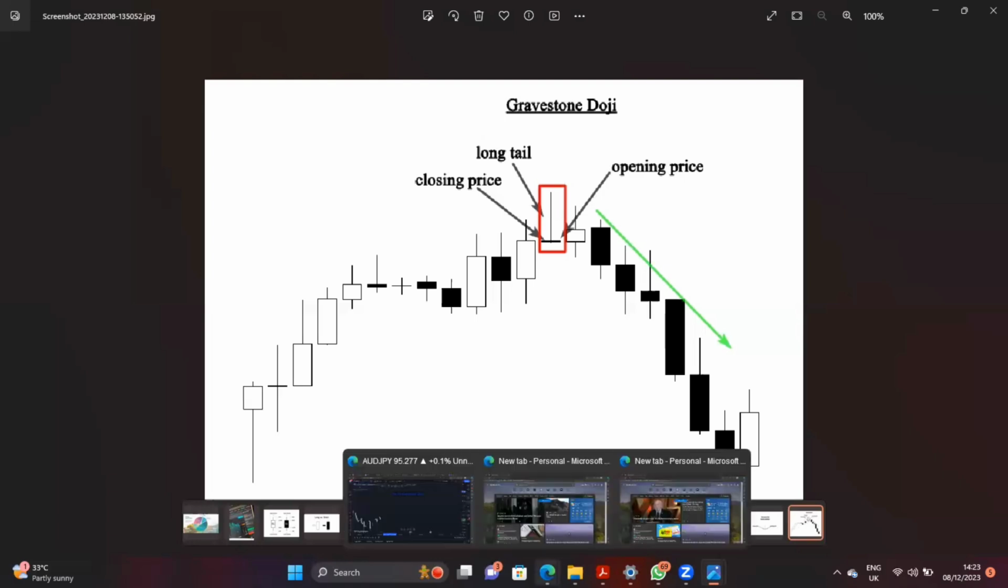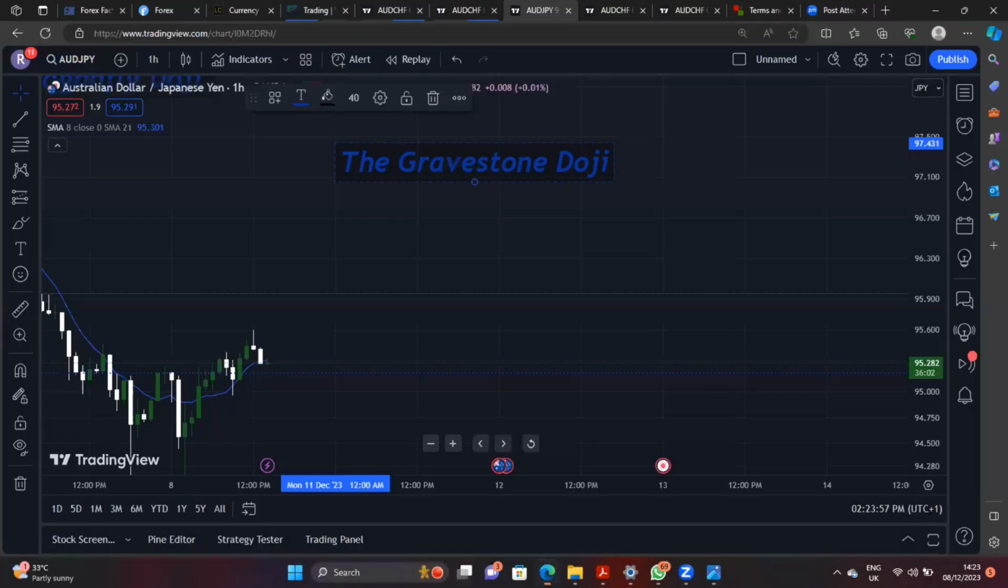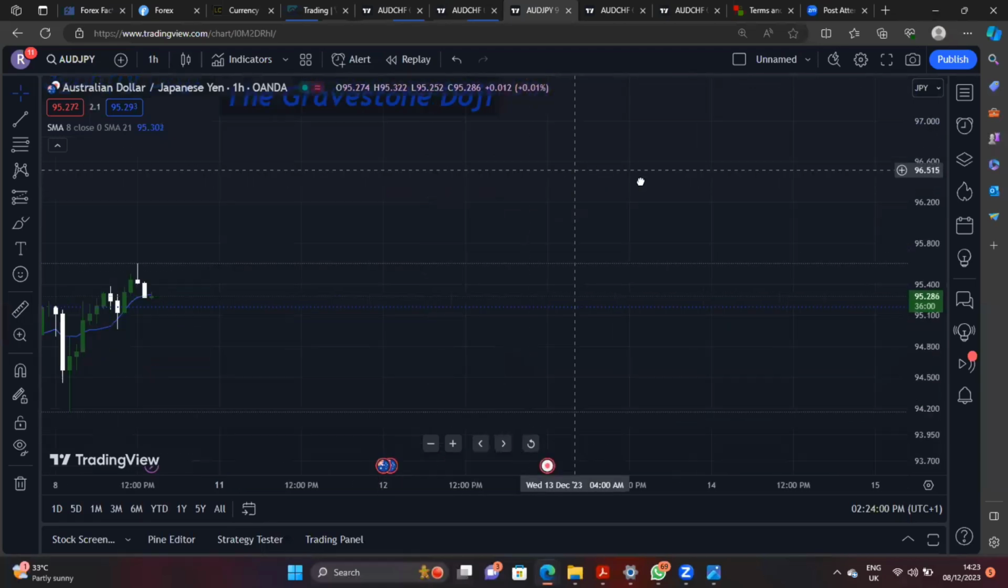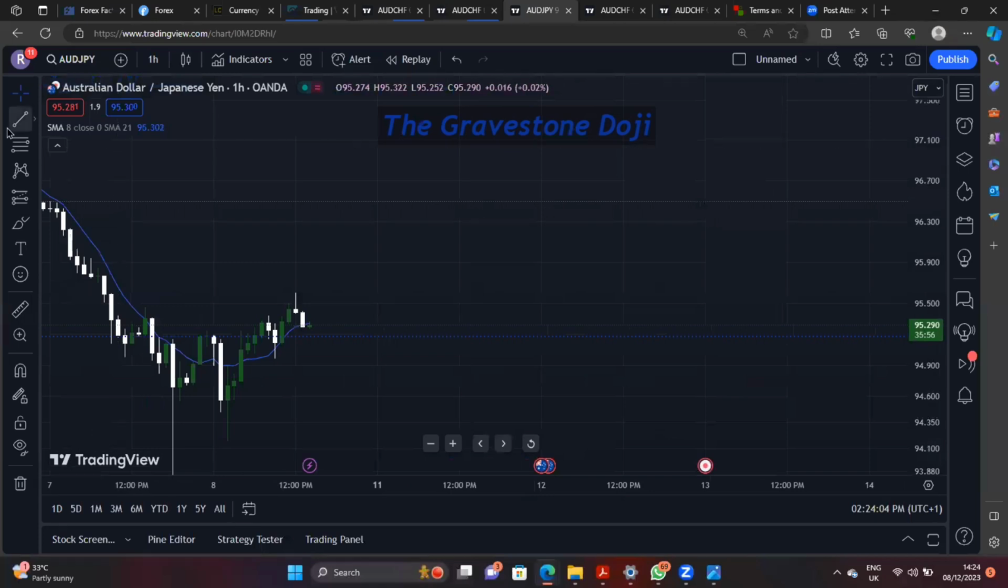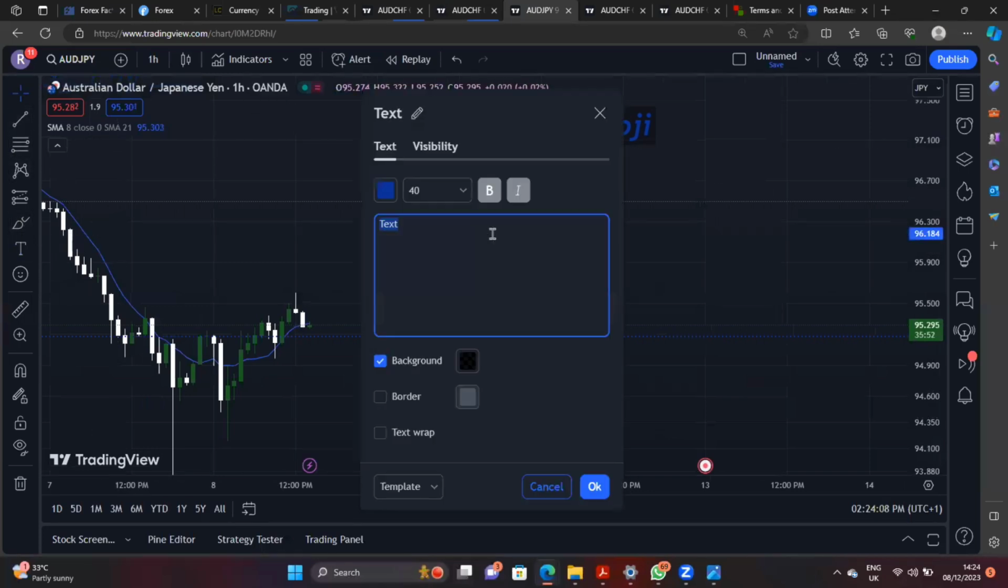So I'm going further to introduce another candlestick pattern. This is called the morning star. It is called the morning star. All right, so we have the morning star. All right, so this is it.